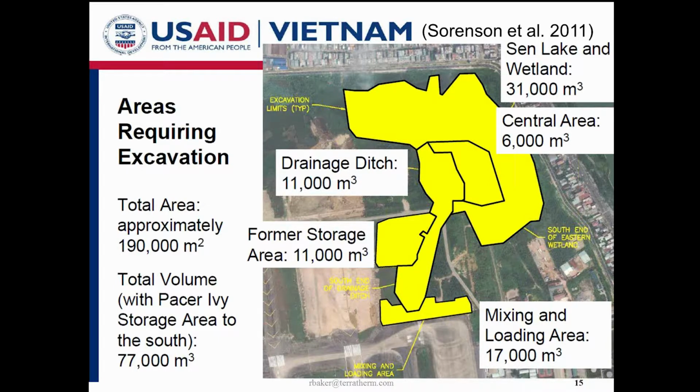And at this location, which was one of our air bases, there was a large amount of the Agent Orange chemicals stored, mixed, and loaded onto aircraft, and to the degree that a fair amount of highly contaminated soil was delineated at the site. Approximately 190,000 square meters, which is about 40 acres, and a total of almost 80,000 cubic meters, or about 105,000 cubic yards in this area marked in yellow.